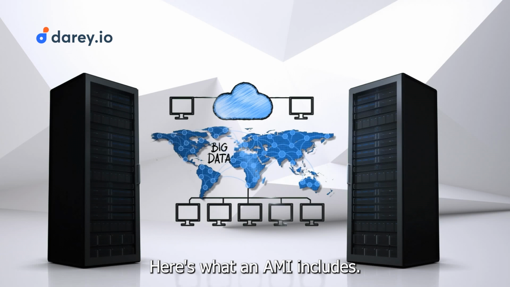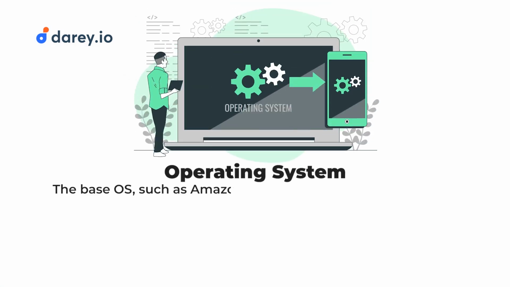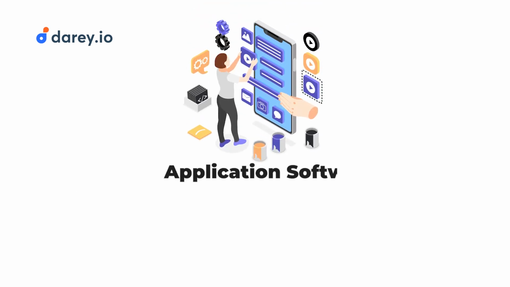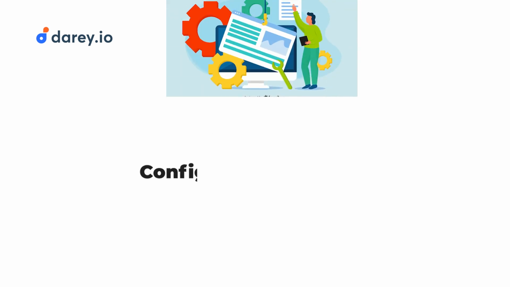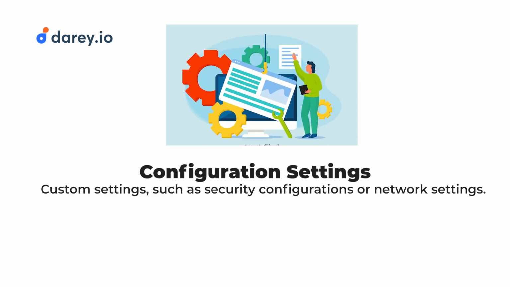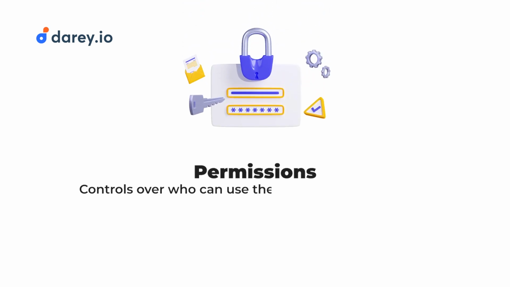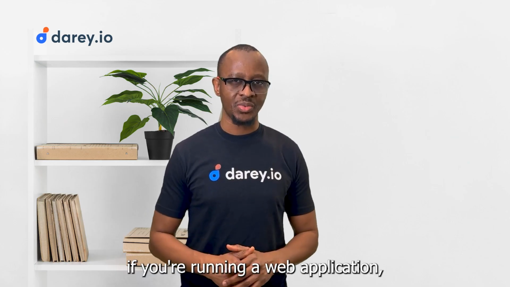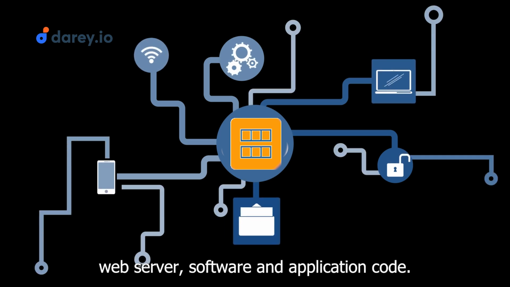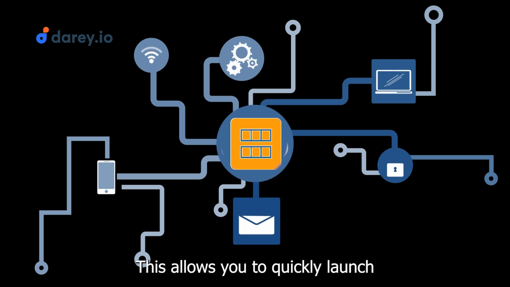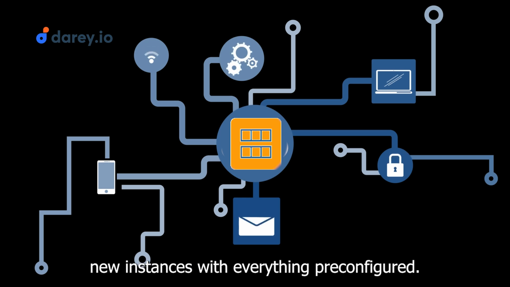Here's what an AMI includes. Operating system. The base OS, such as Amazon Linux, Ubuntu, or Windows Server. Application software. Any pre-installed software, like web servers or databases. Configuration settings. Custom settings, such as security configurations or network settings. Permissions. Controls over who can use the AMI to launch instances. For example, if you're running a web application, you might create an AMI that includes your OS, web server software, and application code. This allows you to quickly launch new instances with everything pre-configured.